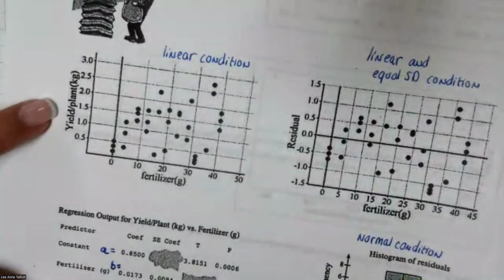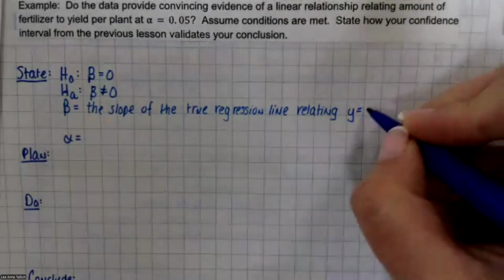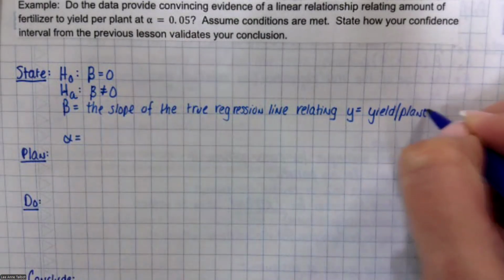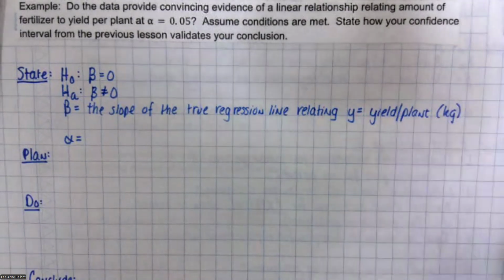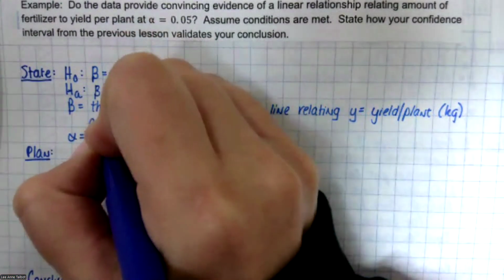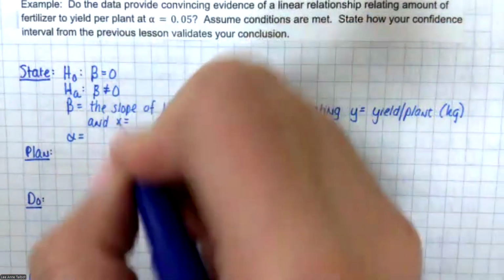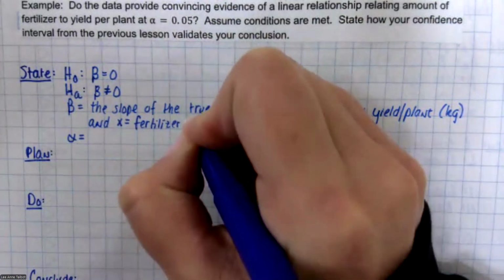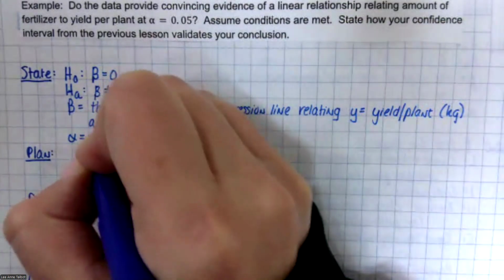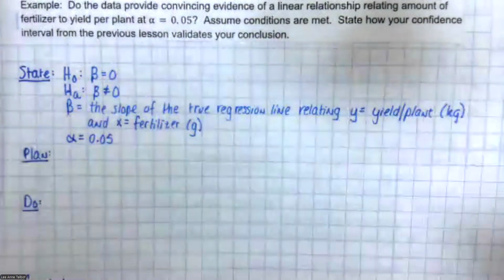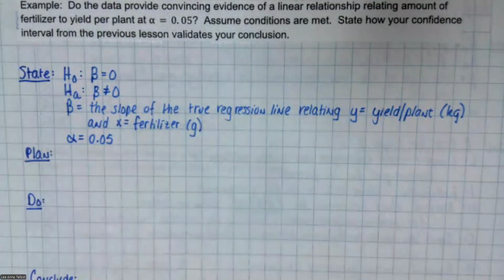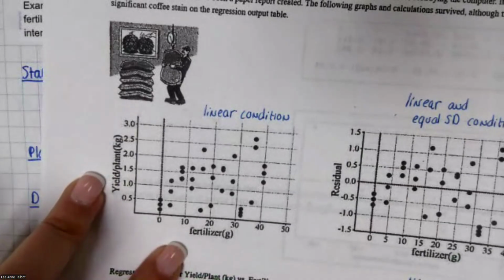Y was yield per plant in kilograms. And X was fertilizer in grams. And then 0.05. Everybody see where I got my labels from? Got them from the original scatter plot right there.